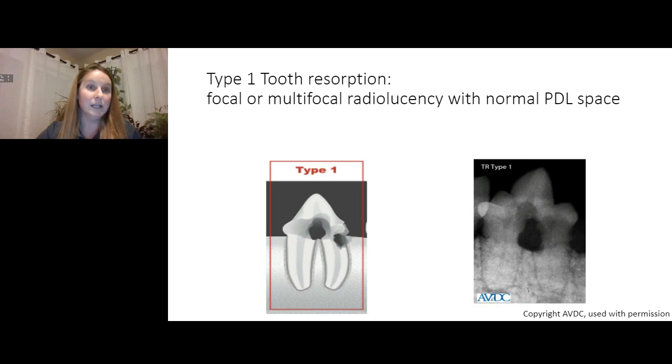So let's get into tooth resorption here for a minute, and we'll talk a little bit about cat tooth resorption. These couple of slides are going to go through feline tooth resorption, and this is type 1. We have 3 different types. Type 1 is when we have a focal or multifocal radiolucency with an intact periodontal ligament space. So we can see that here. We see this big focal lucency, and then we have an intact periodontal ligament space. We can see that all the way around this tooth, we have a line that goes around it.